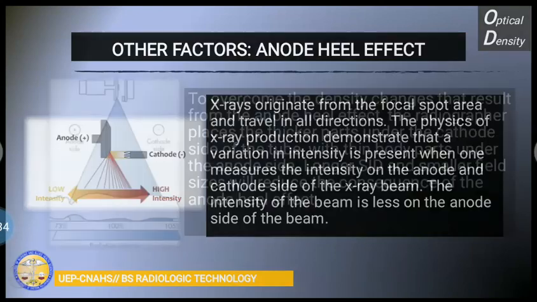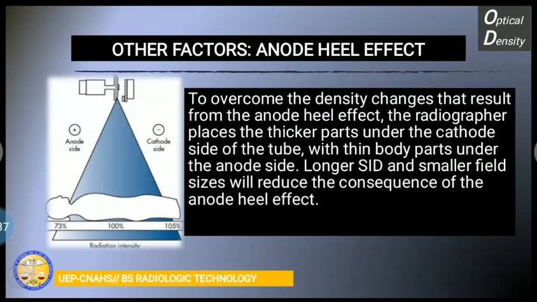As a result, to overcome the density changes that result from the anode heel effect, the radiographer places the thicker parts under the cathode side of the tube, with thin body parts under the anode side. Longer SID and smaller field sizes will reduce the consequence of the anode heel effect.